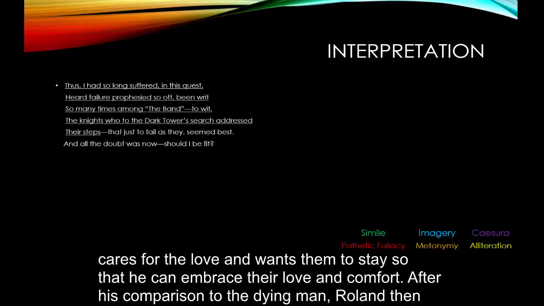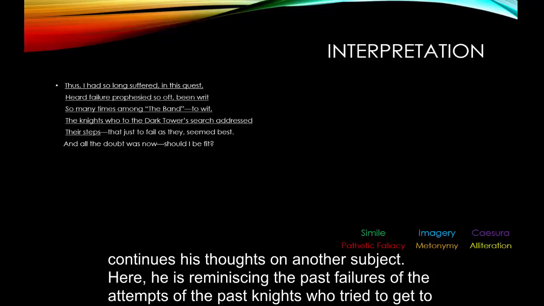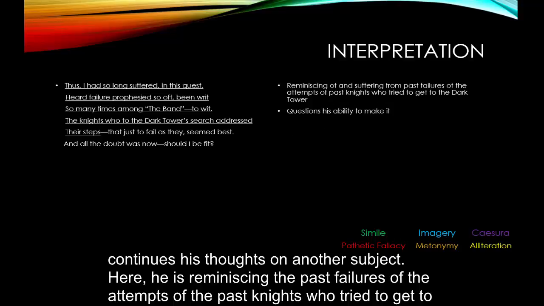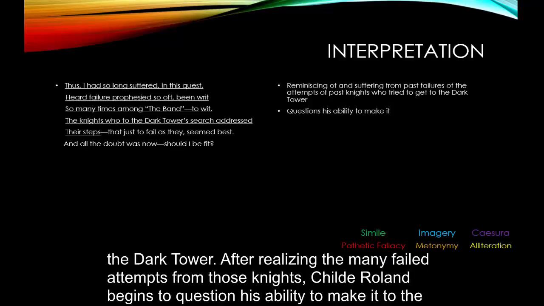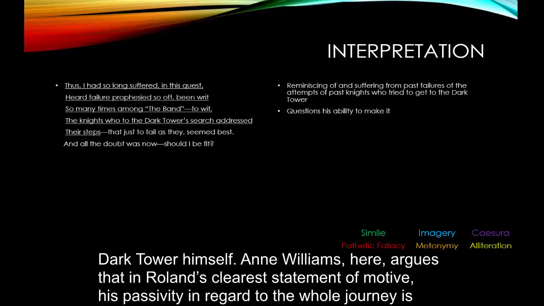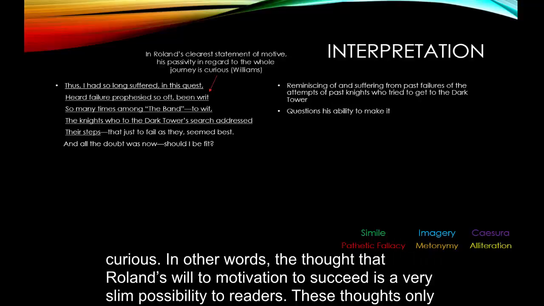After his comparison to the dying man, Roland then continues his thoughts on another subject. Here he is reminiscing the past failures of the attempts of the past knights who tried to get to the Dark Tower. After realizing the many failed attempts from those knights, Childe Roland begins to question his ability to make it to the Dark Tower himself. Anne Williams here argues that in Roland's clear statement of motive, his passivity in regard to the whole journey is curious. In other words, Roland's will to motivation to succeed is a very slim possibility to readers.